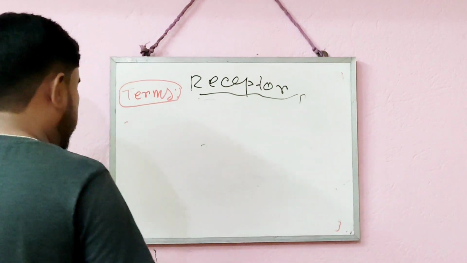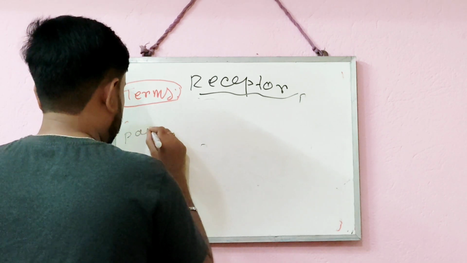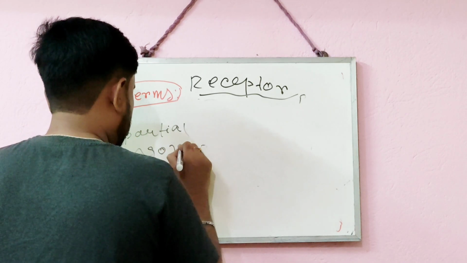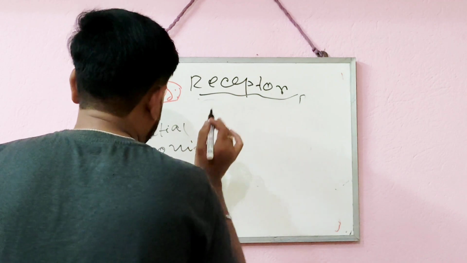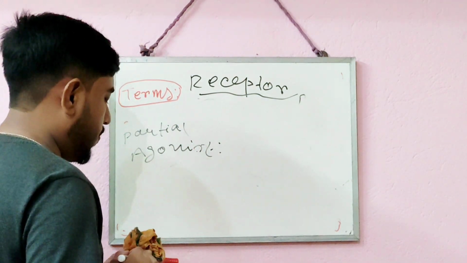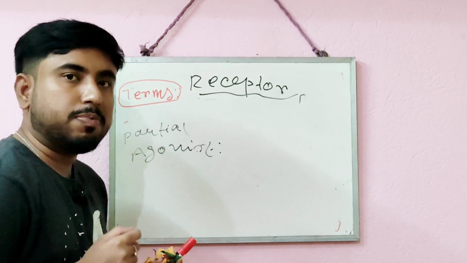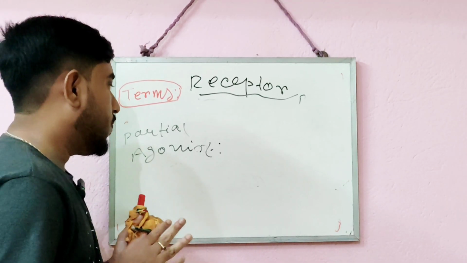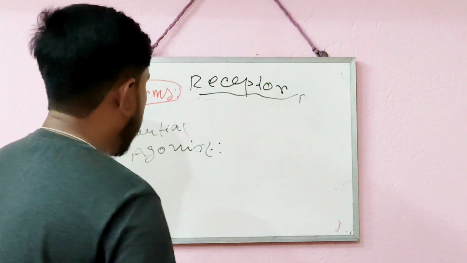Now the last and final term is partial agonist. What is partial agonist? Just forget about partial agonist for now. Just think about agonist. What does an agonist do? An agonist is an agent that is going to activate a receptor by binding with a specific site and show its action for a duration of time, and that action will be limited in time. So that tells us about an agonist.